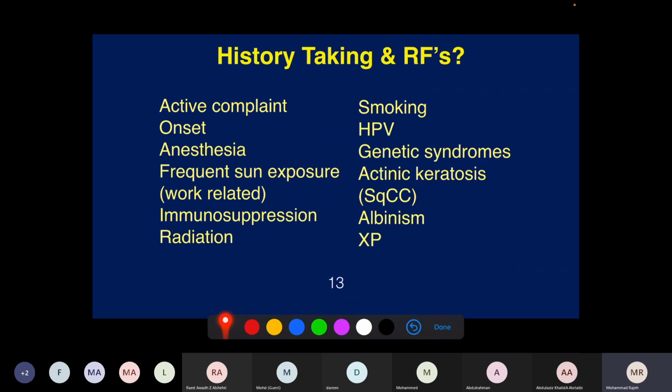Okay, so just to go quickly through the history taking, as you mentioned: active complaint, onset, anesthesia, frequent sun exposure, and history of smoking, immunosuppression. Specific genetic syndromes, it's mostly an MCQ question, but it's good to know, like xeroderma pigmentosum. And what else? Is there any syndrome in mind that is common and can cause skin malignancy?